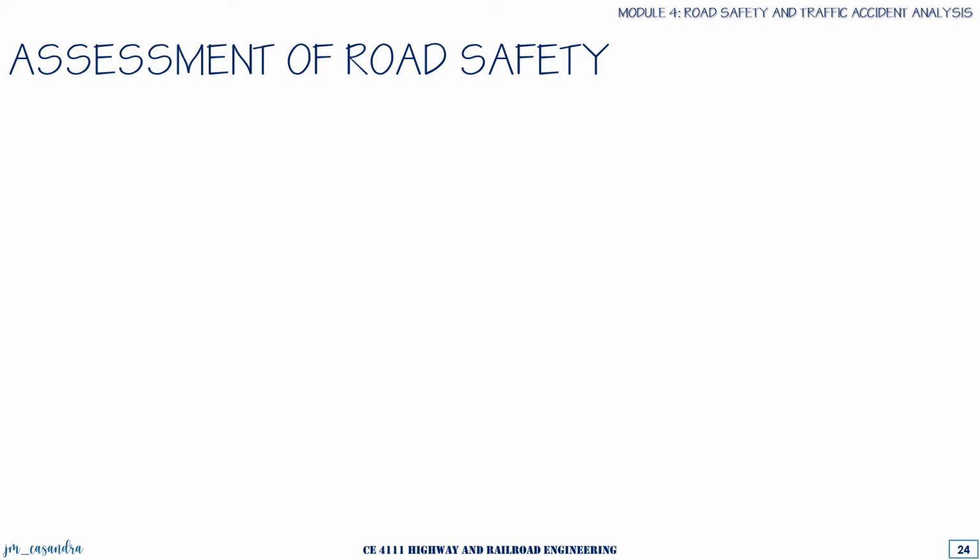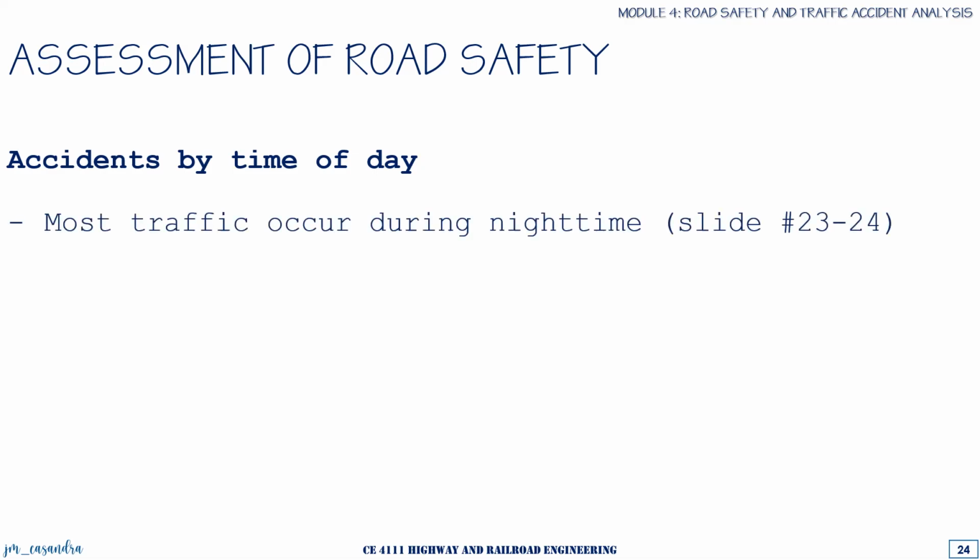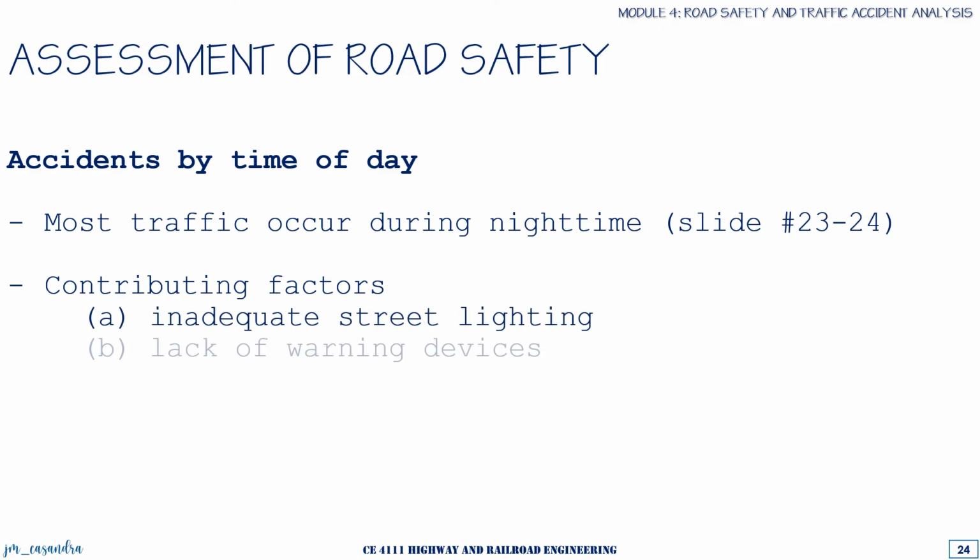Okay, before we finish, aside from the 4 equations to assess road safety, that's for population, number of vehicles, intersection, and road length, we also assess road safety in terms of time of day. So it's already proven that most fatal traffic accidents would occur during nighttime. And this will be proven by slide number 25 and 26.